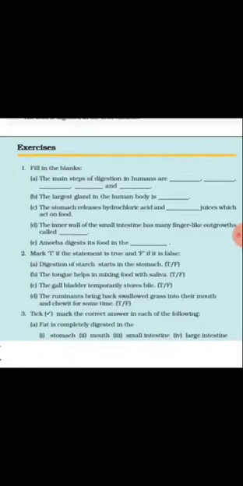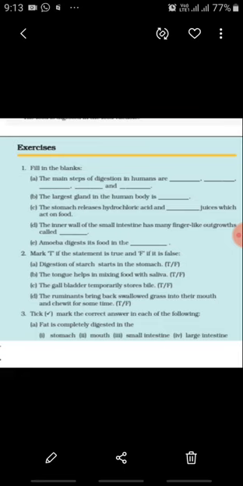Number B. The largest gland in the human body is blank. The largest gland in the human body is the liver. Number C. The stomach releases hydrochloric acid and blank juice which act on food. The answer is digestive juice. Number D. The inner wall of the small intestine has many finger-like outgrowths called blank. The answer is villi.